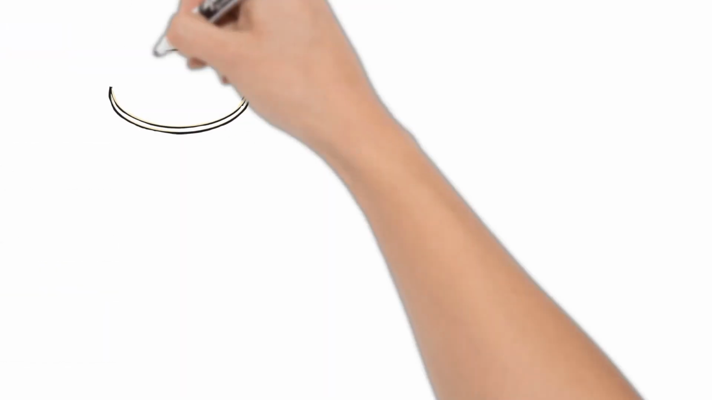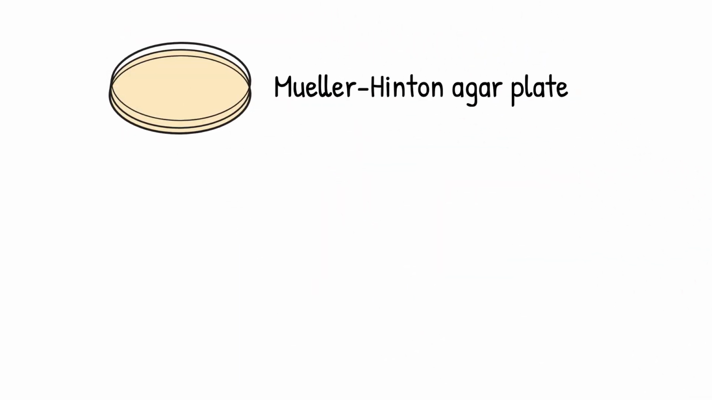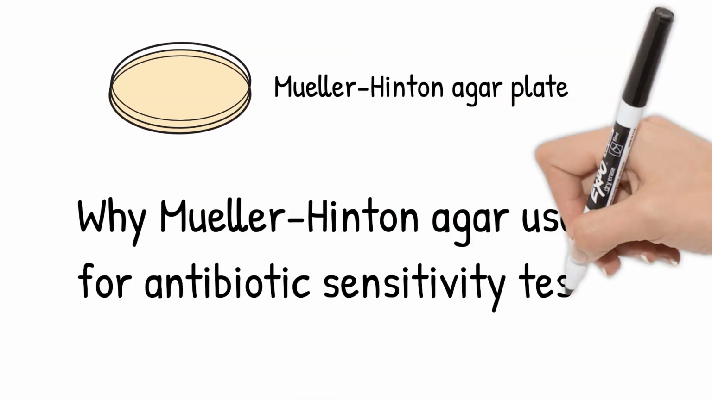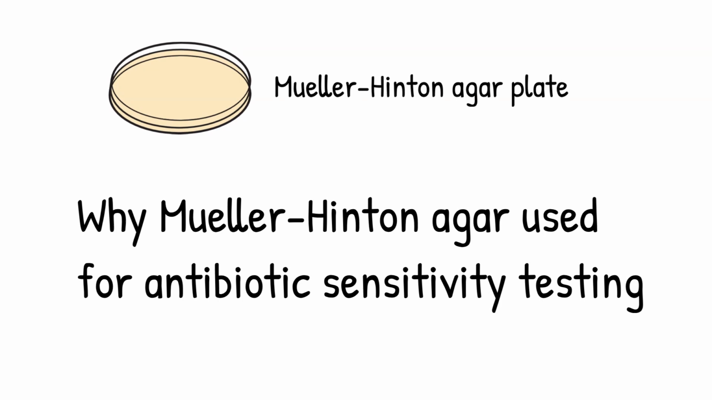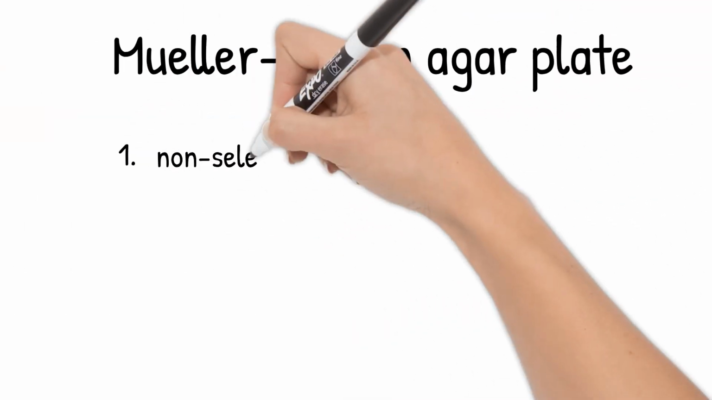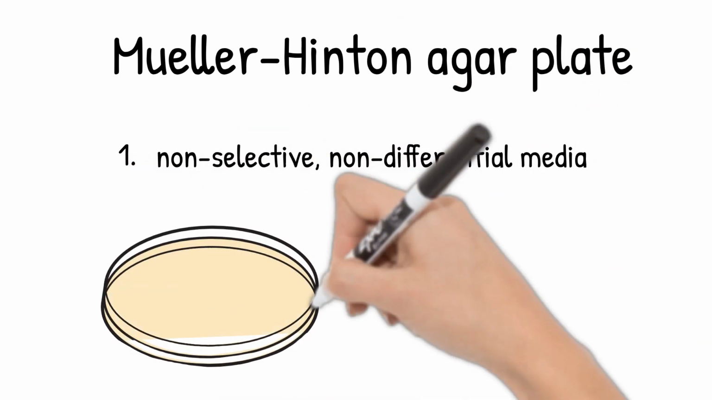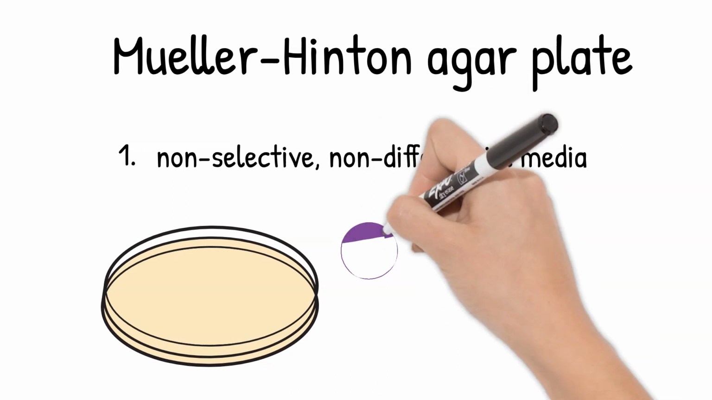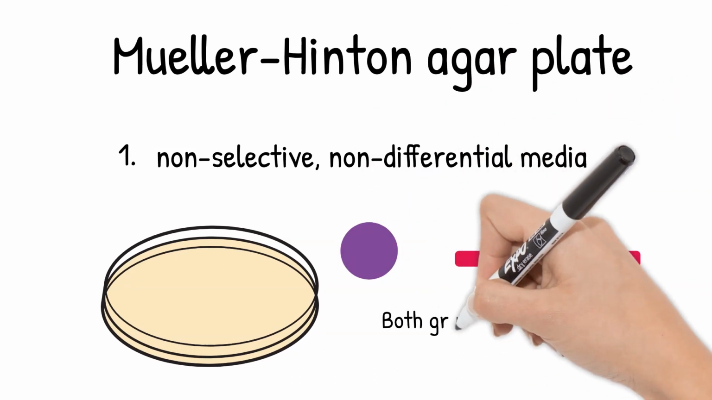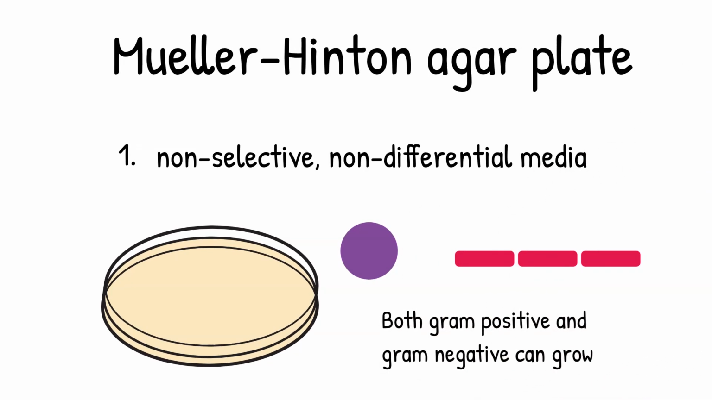A Mueller-Hinton agar plate is usually used for antibiotic sensitivity tests. Why is Mueller-Hinton agar used for antibiotic sensitivity tests? Let's take a look at these agar properties. First, Mueller-Hinton agar is a non-selective, non-differential media. Since it is non-selective, most of the organisms will grow on this plate. This way, we will not have bias when the zone of inhibition is measured.